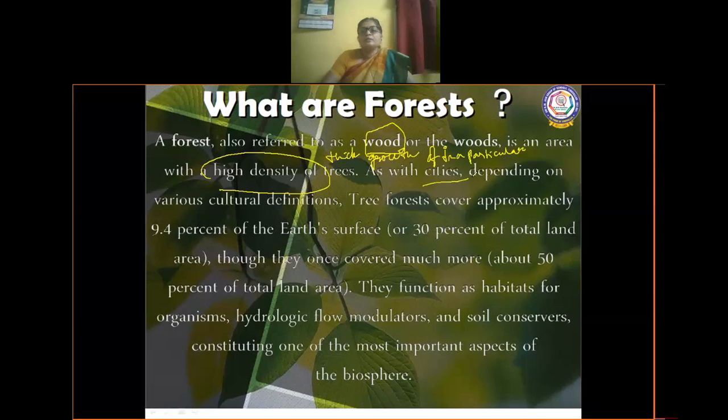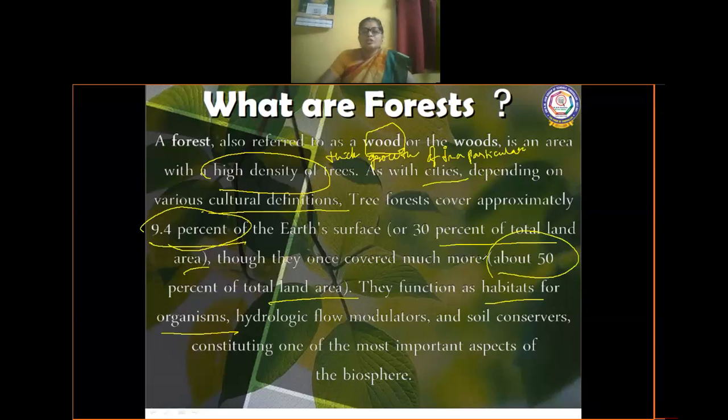So it is called woods or a wood. Depending on various cultural definitions, tree forests cover about 9.54% of the earth's surface, 30% of total land area. Though they once covered much more, about 50% of total land area. So they function as habitats for organisms. So it's a home for many organisms, hydrological flow modulators, and soil conservers, constituting one of the most important aspects of the biosphere.